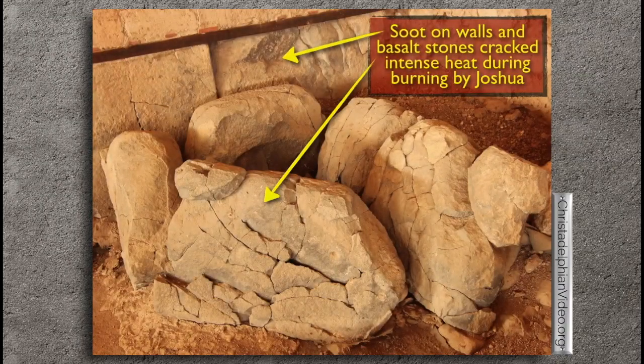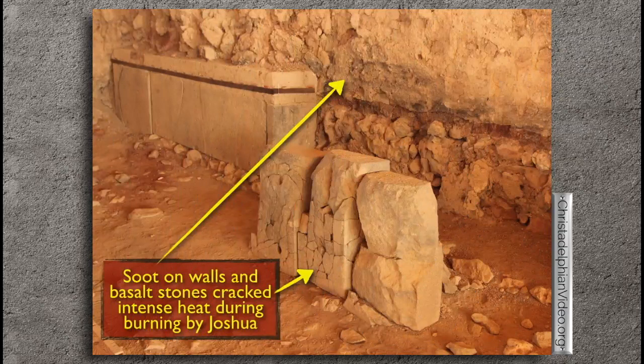So again, these aren't cunningly devised fables. We read that it was destroyed by fire. They uncover it, and what do they find? They find the evidence, the stones that have been broken because of the intense heat. And you can actually still see the stains of the soot on the wall from that time period when Joshua came and they burnt this city to the ground.